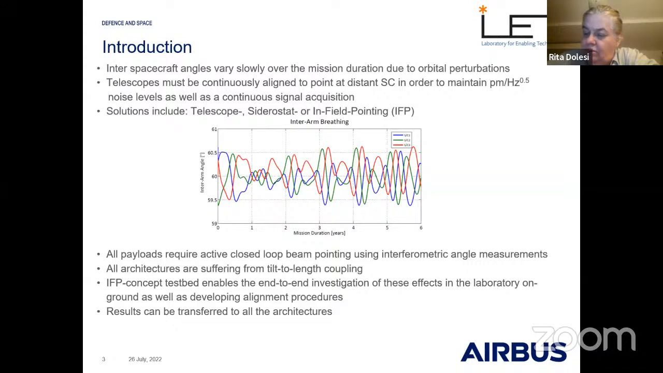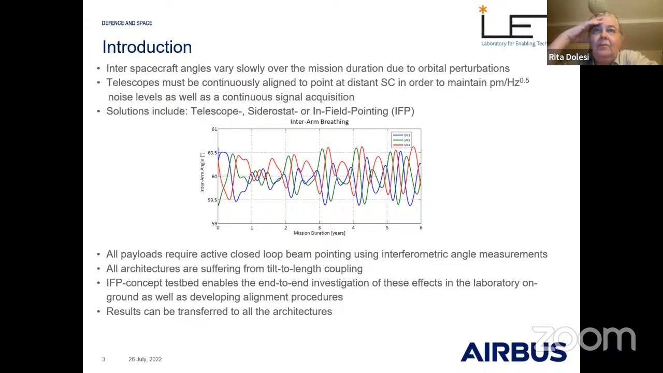And the solutions that were conceived to tackle this problem are telescope pointing, siderostat pointing, and in-field pointing. Telescope pointing is the baseline architecture for LISA, where the whole telescope modules are basically pointed or moved. In siderostat pointing, the first mirror encountered by the incoming light from the distant spacecraft is a folding mirror, and this mirror must be rotated and also operated in an additional linear axis, so it must be stepped.